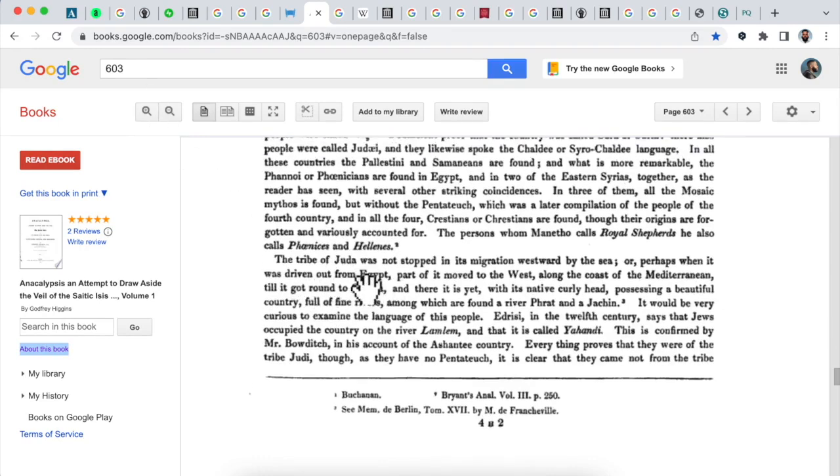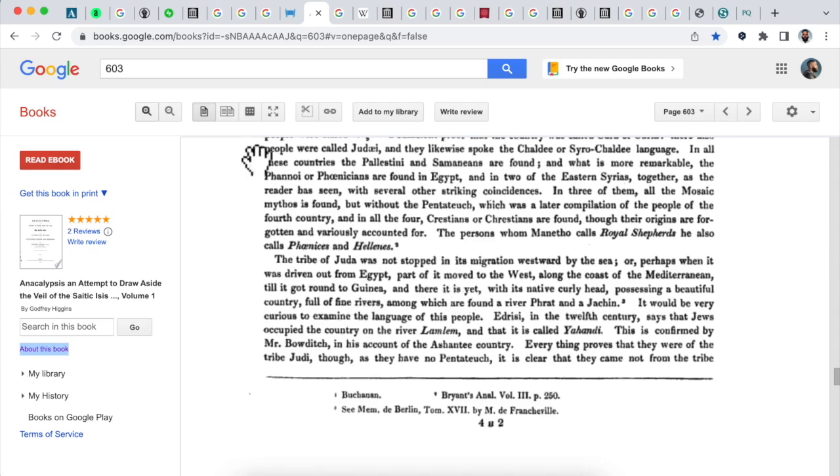The tribe of Judah was not stopped in its migration westward by the sea. It was talking about the tribe of Judah. Or perhaps, when it was driven out from Egypt, part of it moved to the west along the coast of the Mediterranean till it got round to Guinea. Now, if you remember at the beginning of this presentation, or if you don't remember, you can wait till it's over and go back and rewind, we were looking at how the kingdom of Judah in West Africa was in Guinea.